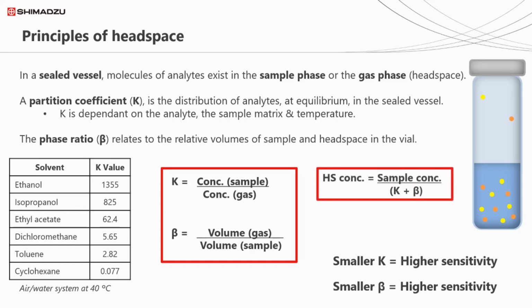When we combine both partition coefficient and phase ratio, we can see that the original sample concentration is directly proportional to the headspace concentration, but only if we keep K and beta constant. This is absolutely critical for quantitative headspace analysis. The volume of sample in the vial and the temperature the system is equilibrated at will heavily impact the headspace concentration. If we want good reproducibility and accurate results, these factors need to be kept constant.